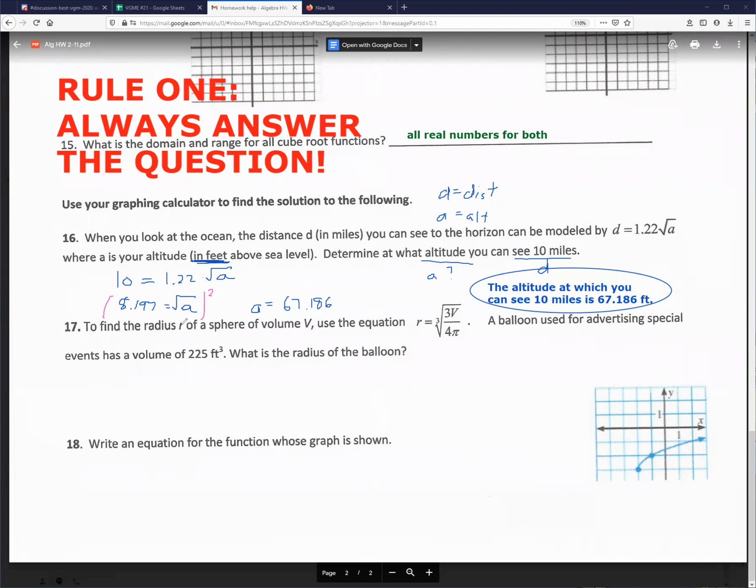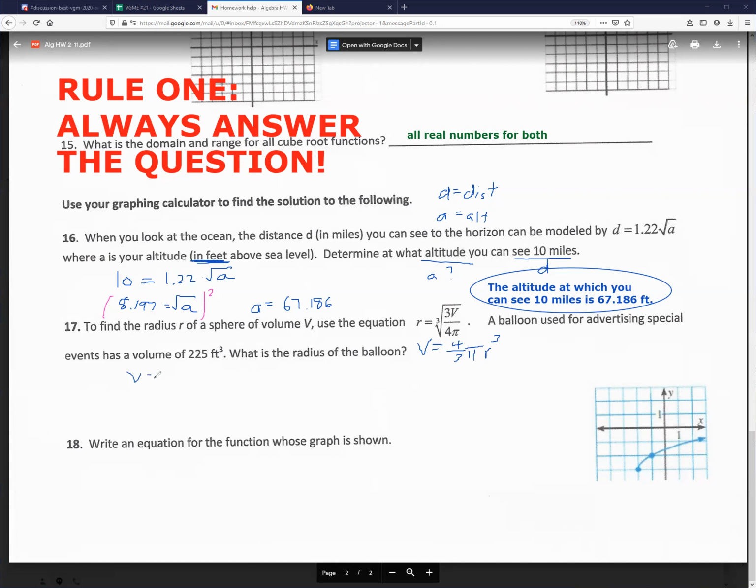All right, to find the radius r of a sphere of volume V, use the equation blah. Oh, that's the backwards version of V equals 4/3 pi r cubed. They decide to take that and solve it for r for some reason. This is the normal volume formula, by the way. All right, it has a volume of 225 feet. What is the radius of the balloon? All right, I'll take my thing away because we need to use their version.